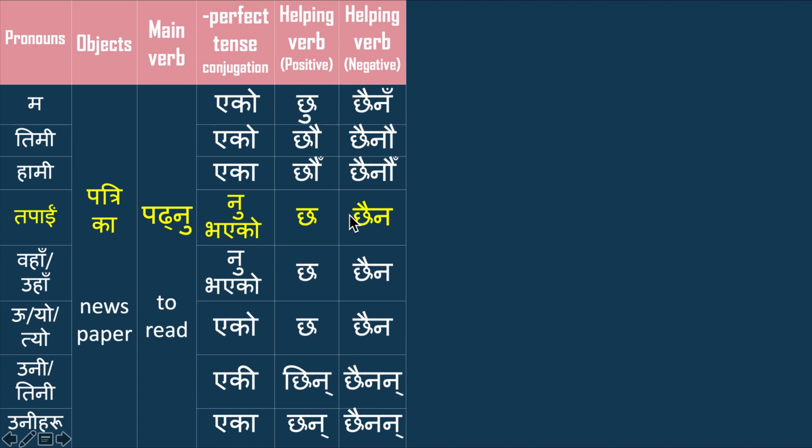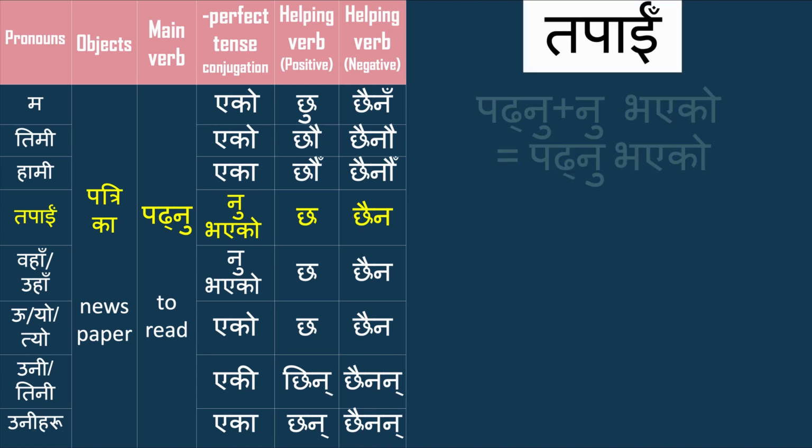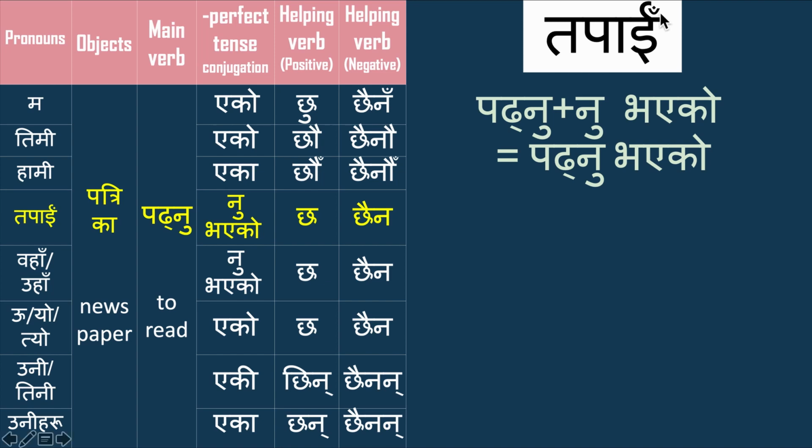Okay, let's see the changes here. Tapai, parnu plus nu bhayeko. Because we are adding nu bhayeko, the change is not as before, but rather we are removing nu from the root verb and adding the incoming nu, and it becomes parnu bhayeko.